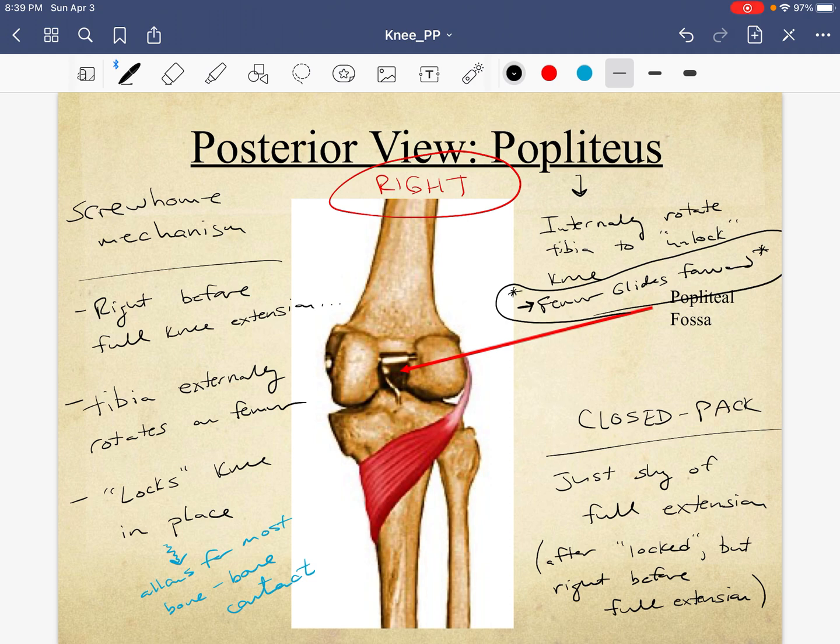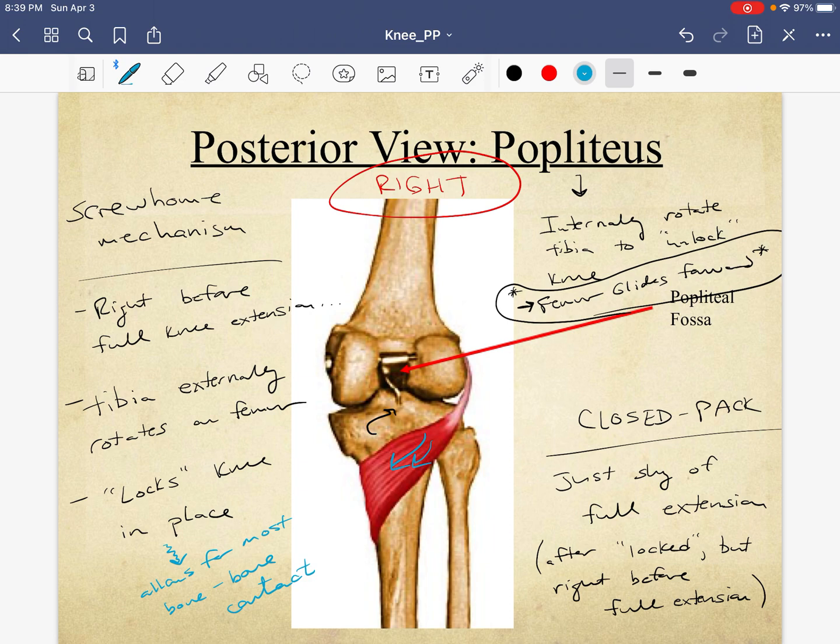So remember, when we talked about the screw home mechanism, the tibia was rotating laterally. So what that means is, when the popliteus contracts to unlock this, it's going to pull the tibia this way. So this muscle gets shorter, and it pulls the tibia in an internal rotation way to quote-unquote unlock the knee.